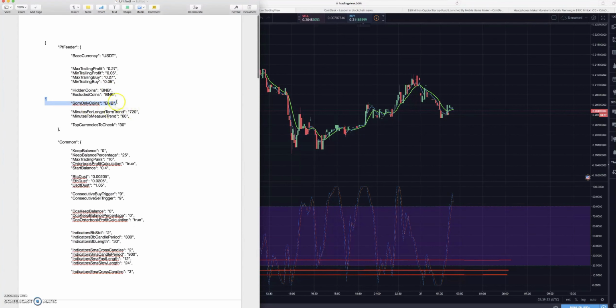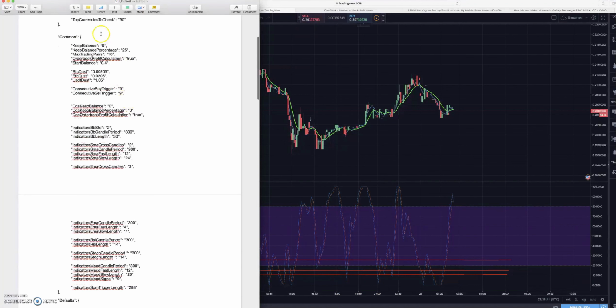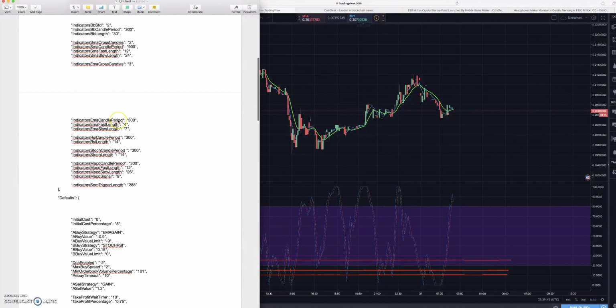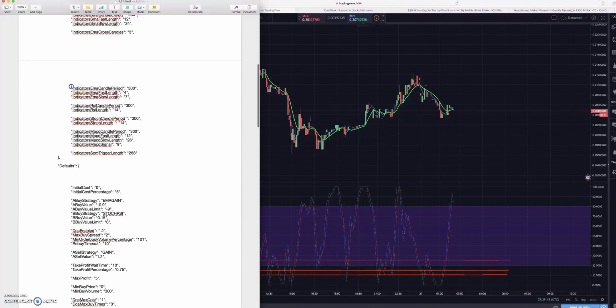I got rid of all the sell only mode coins, pretty much because there's only 10 coins that you can trade with USDT pairs. So that's simple, very self-explanatory. We can kind of breeze through all this stuff. The indicators is where it gets important. And we have it right here.